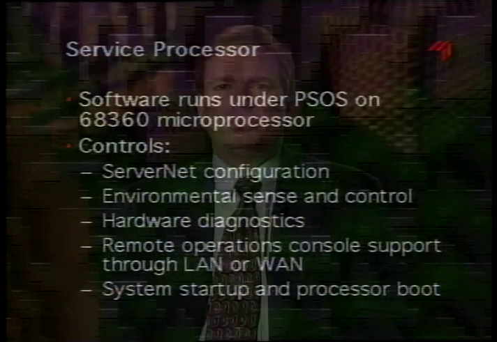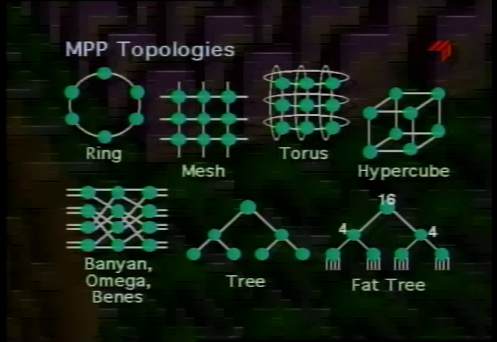Now, given all of these components for building a system, the next question is what topologies should we select for configuring large systems? We're not restricted to a completely regular topology, but need to have some recommended configurations that can be used in most situations. There are a number of popular MPP topologies, including the ring, the mesh, the torus, hypercube, banyan, as well as trees and fat trees.